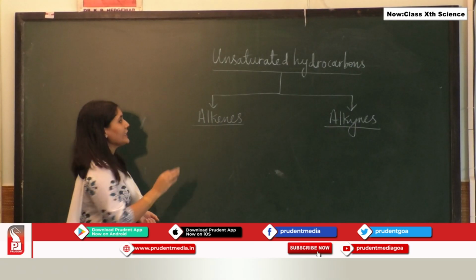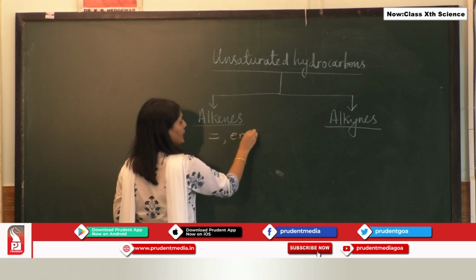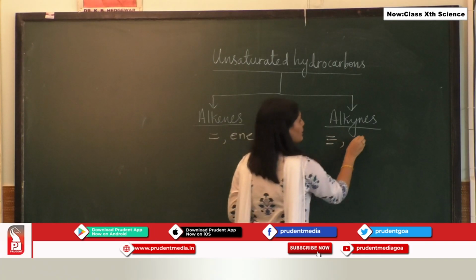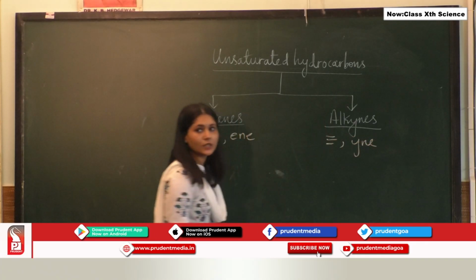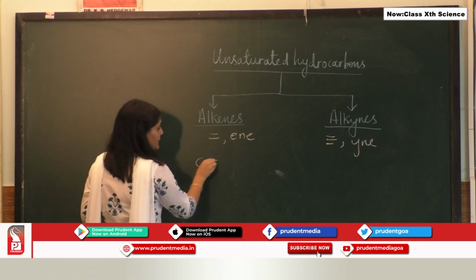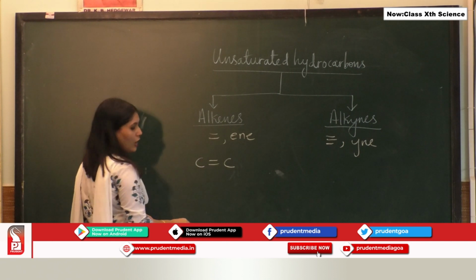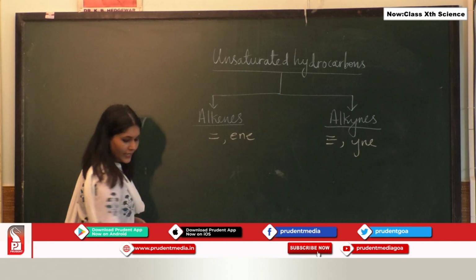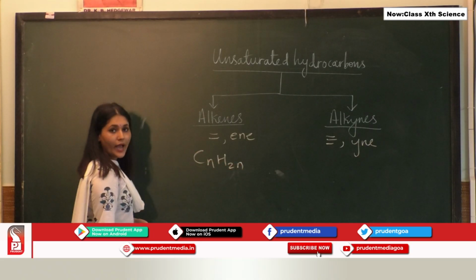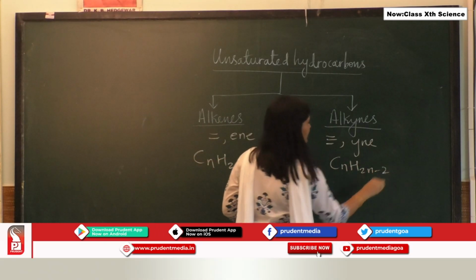Okay, so you can see in case of alkenes, it is a double bond and the names of the compounds end with -ene. In case of alkyne, it is a triple bond and the names of the compounds end with -yne. Okay, so there is a double bond between 2 carbon atoms. The general formula of alkenes is CnH2n, and the general formula of alkyne is CnH2n minus 2.